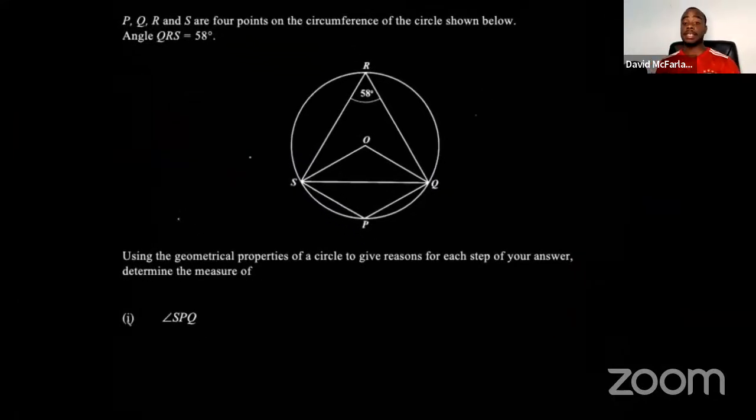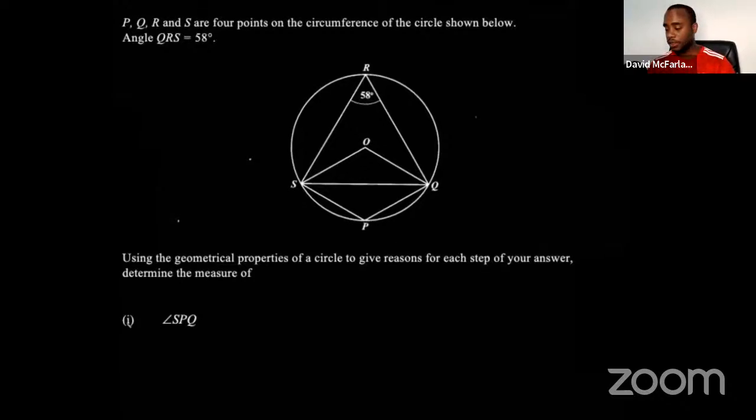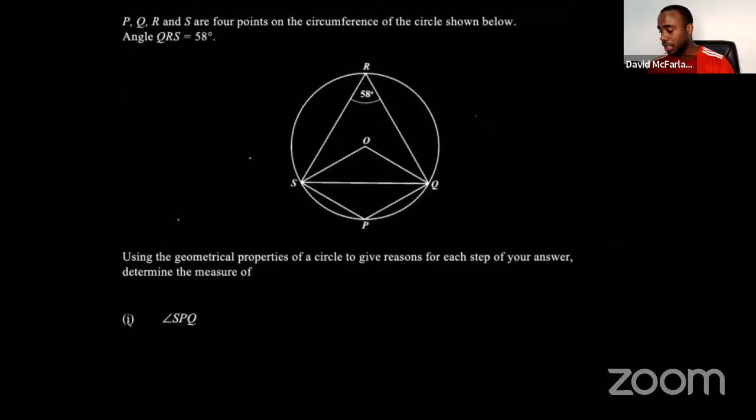PQRS, R and S are 4 points on the circumference of the circle shown below. Angle QRS is 58 degrees. Using the geometrical properties of a circle to give reasons for each step of your answer, determine the measure of, first, we're starting with SPQ.